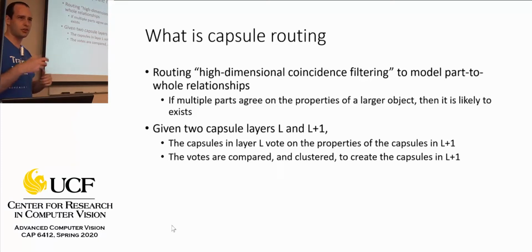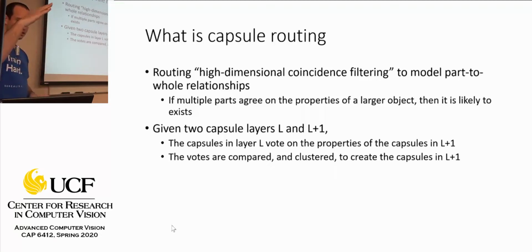So you have eyes, a nose, and a mouth, right? Let's suppose we have capsules for each one of those. And we want to learn the properties of the face. What you can do is get each one of these capsules to vote or predict what the properties of the face should be.